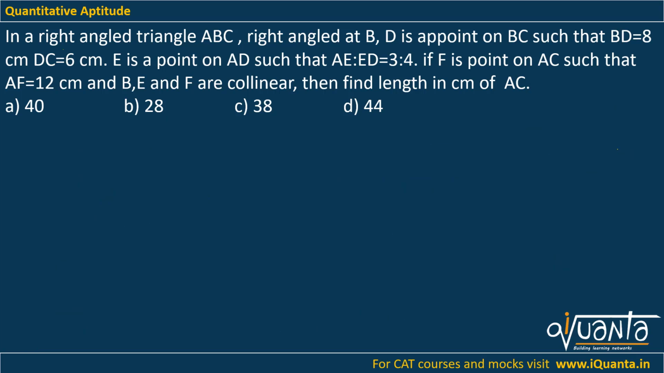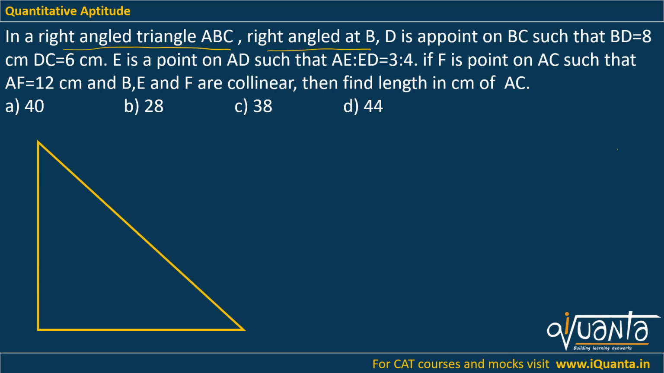The question here is, in a right angle triangle ABC, right angled at B. I need a right angle triangle. This will be my triangle with points ABC, right angled at B. So A, B and C, this is my right angle. D is a point on BC such that BD equals 8, DC equals 6.